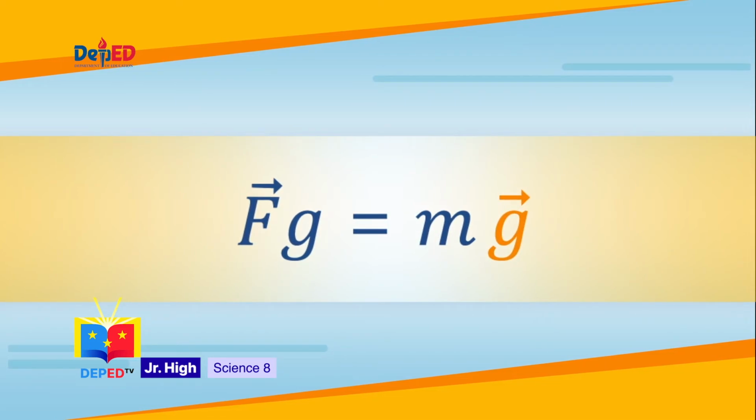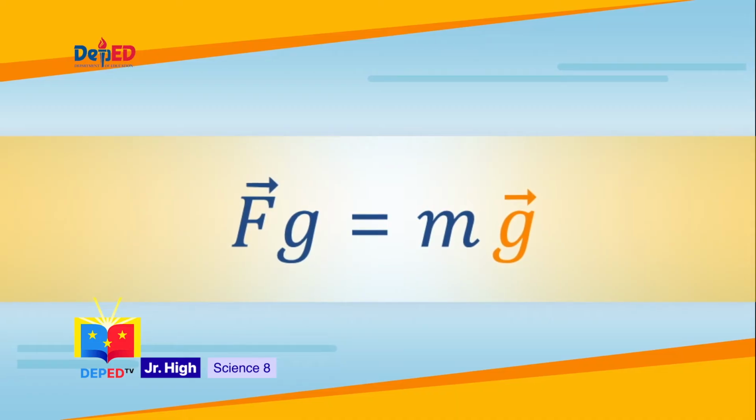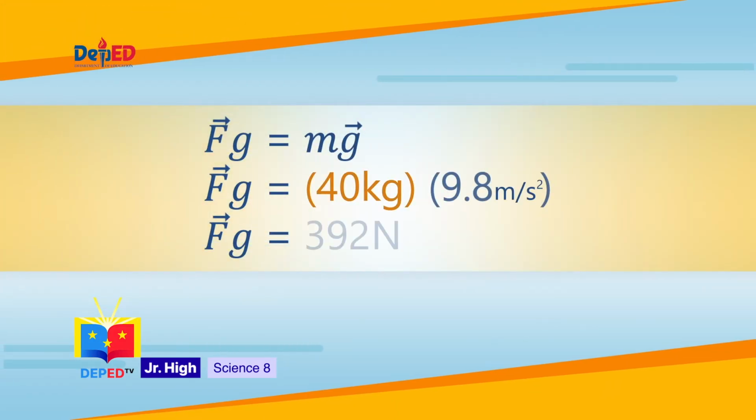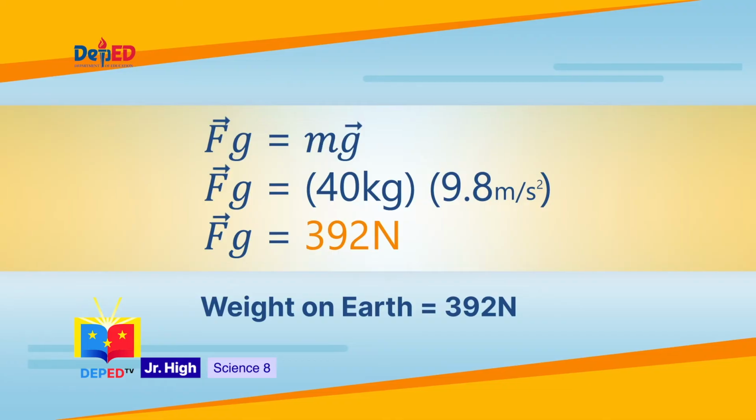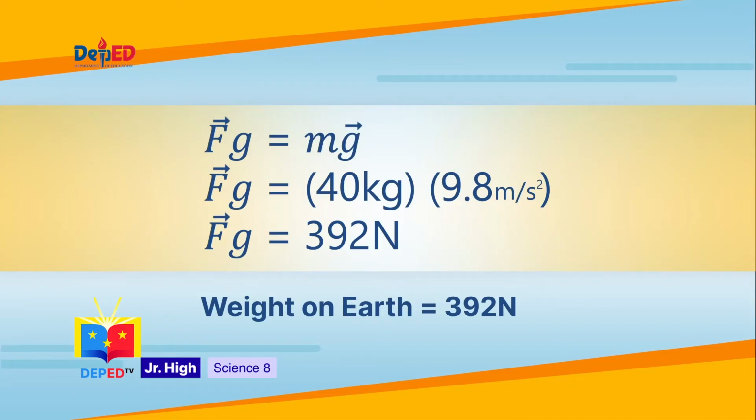The magnitude of the force of gravity on an object, mg, is called the object's weight, symbolized by the letter W. When a person's mass is 40 kilograms, the computed weight of that person on Earth is 392 newtons, which is obtained by multiplying the mass by the MKS approximate value of the acceleration due to gravity, which is 9.8 meters per second squared. His weight differs when he is on other planets and satellites like the Moon.